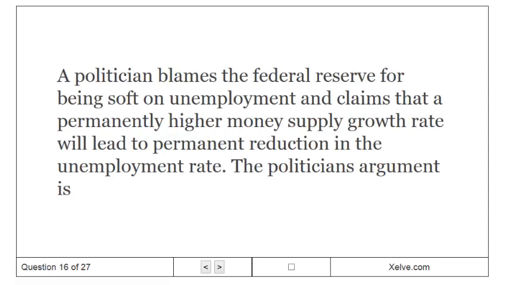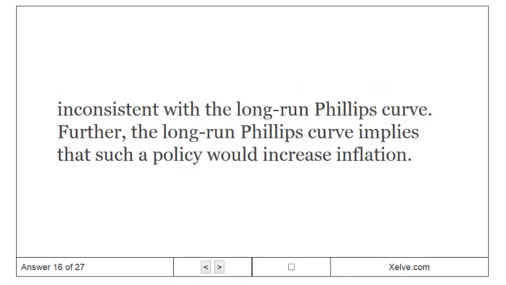A politician blames the Federal Reserve for being soft on unemployment and claims that a permanently higher money supply growth rate will lead to a permanent reduction in the unemployment rate. The politician's argument is inconsistent with the long-run Phillips curve. Further, the long-run Phillips curve implies that such a policy would increase inflation.